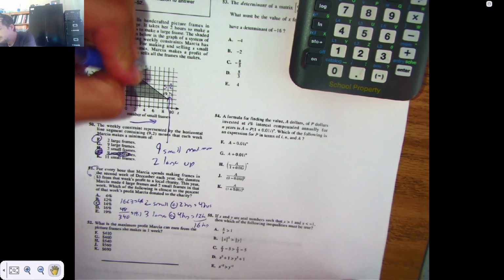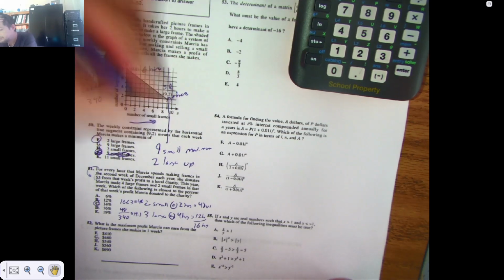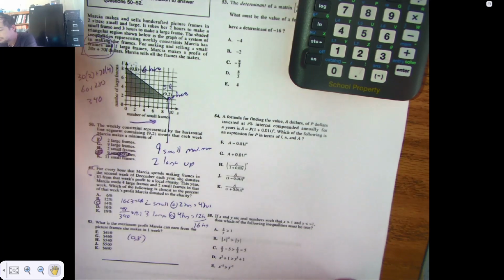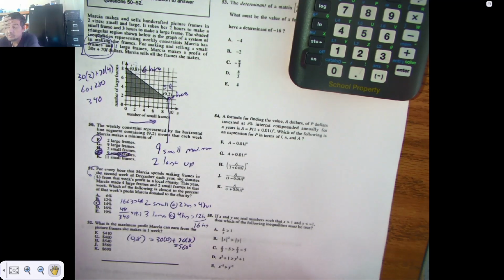What is the maximum profit Marisha can earn from the picture frames she makes in 1 week? That either happens here or here. So one of the two. So here's where she makes no small frames. So if we use 0, 8, she's 30 times 0 plus 70 times 8, which is a good chunk of money. I mean, it's $560. But it took her, what, 24 hours to do it? Yeah, she's not making much money per hour.